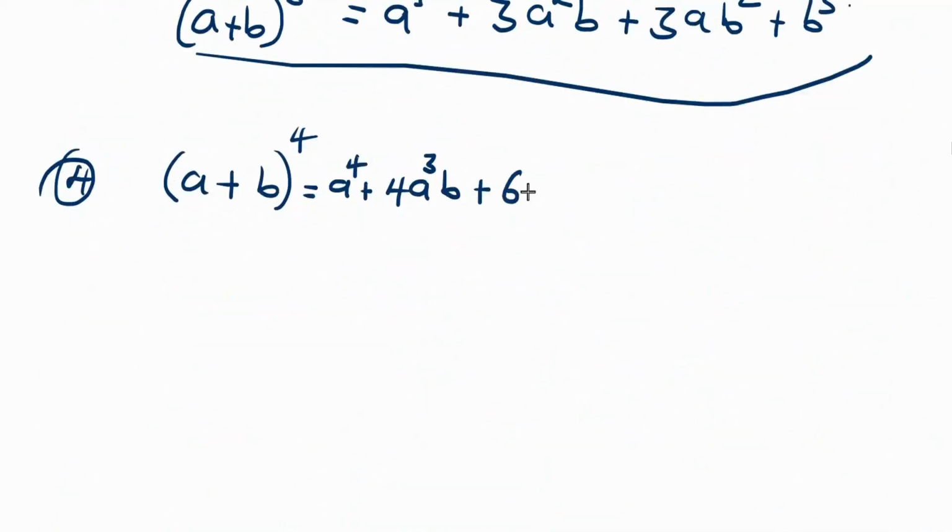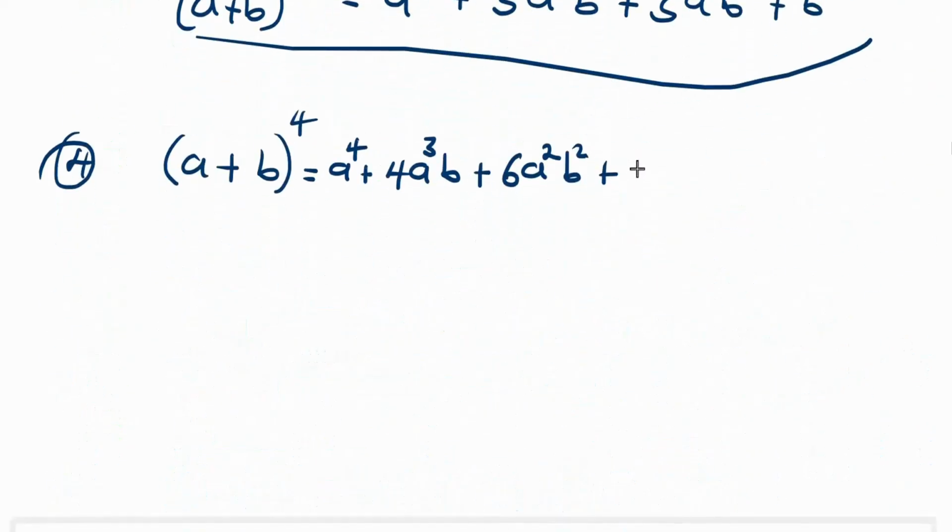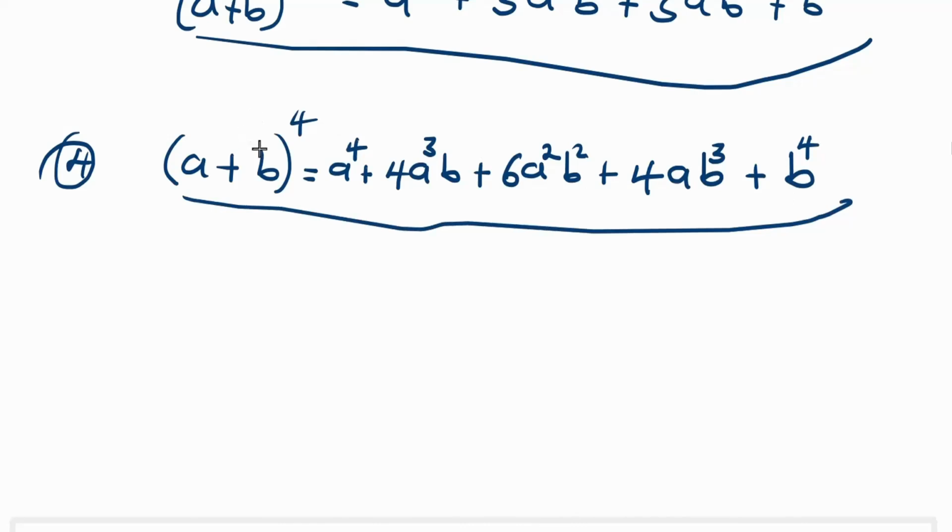Plus the next coefficient is 6. So we have 6, then a, we reduce the power by 1, this is 2, and we increase the power of b by 1, then b squared. Plus the next coefficient is 4, multiplied by a, we reduce the power by 1, so we shall have just a, then multiplied by b raised to power 3, as we have increased the power of b by 1 from 2 to 3. Then plus the last coefficient is 1, then having b raised to power 4. So therefore this becomes the expression as we expand.